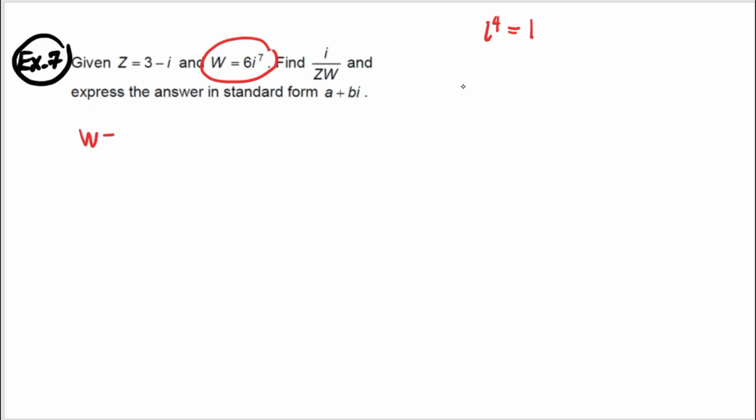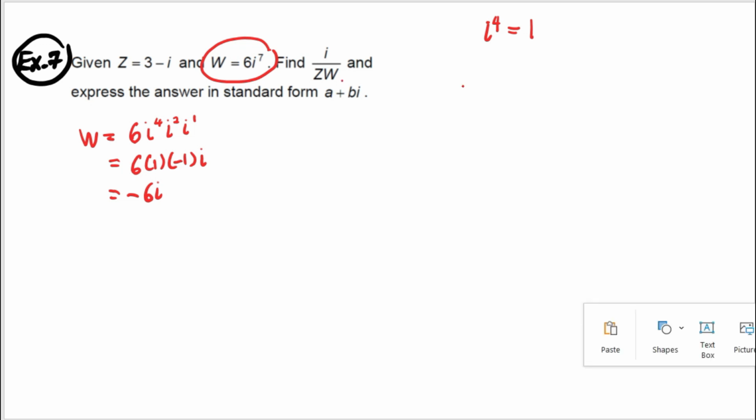Now I'm going to write W in a simplified form. So I have something like 6 times i to the power of 7. I break it up into i to the power of 4, i to the power of 2, i to the power of 1. Now this is actually 6, i to the power of 4 is actually 1, i to the power of 2 is negative 1, i is i. So this is actually negative 6i. W is actually negative 6i.